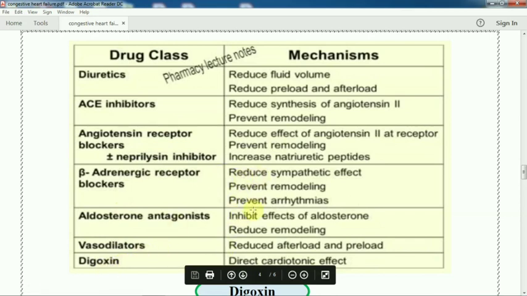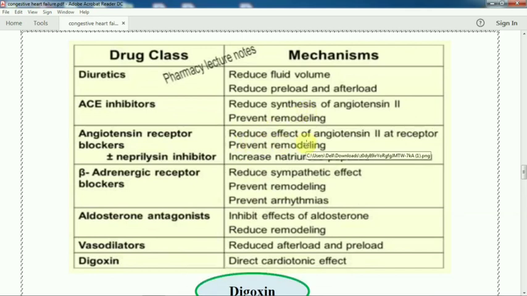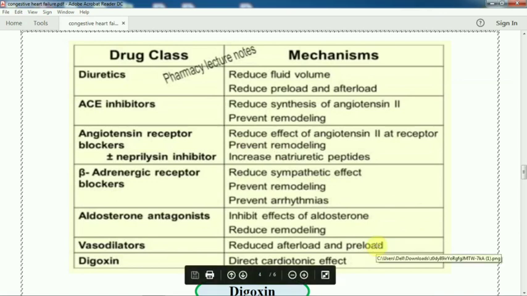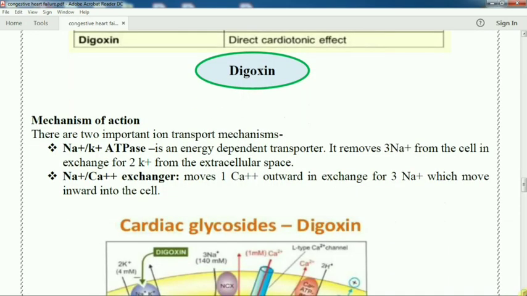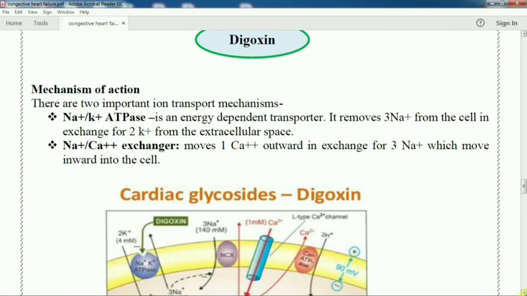These reduce the synthesis of angiotensin 2, reduce the effect of angiotensin 2 receptor, prevent the remodeling, prevent arrhythmia, reduce the remodeling, reduce afterload and preload in case of vasodilators, and digoxin has a direct cardiotonic effect. See the digoxin mechanism of action. There are two important ion transport mechanisms in the action of digoxin. One is sodium potassium ATPase, another one is the sodium calcium exchanger.